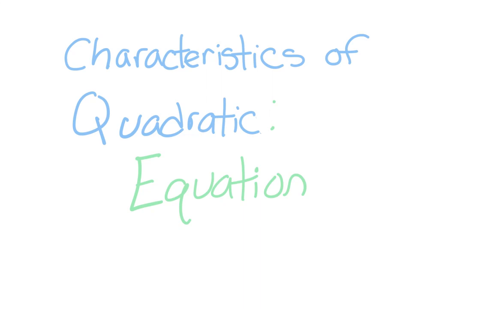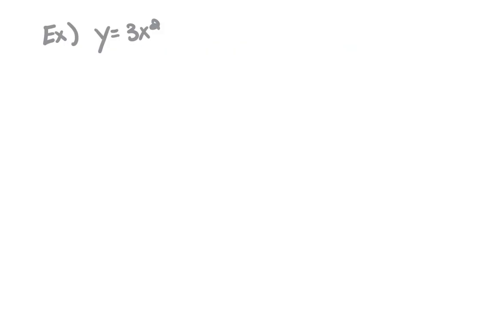So last week we talked about characteristics of quadratics from the graph, and now we're going to talk about it with the equation, and then next week y'all are going to start graphing these. So here is our first example, y equals 3x squared. Again, we know it's a quadratic because this has a degree of 2.